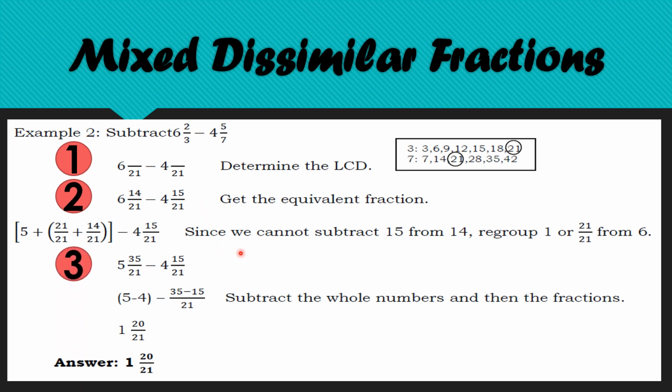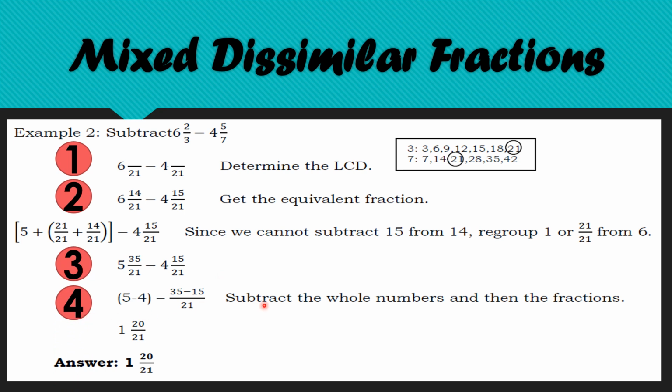Step 3. Since we cannot subtract 15 from 14, we need to regroup 1 or 21 over 21 from 6. 21 over 21 plus 14 over 21. 6 and 14 over 21 will become 5 and 35 over 21. 21 plus 14 is equal to 35. Copy the denominator.